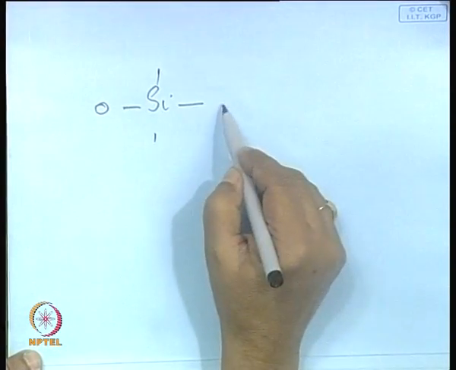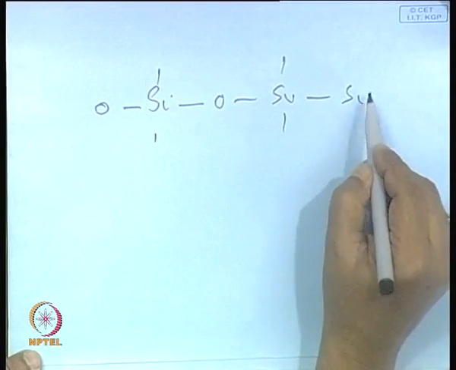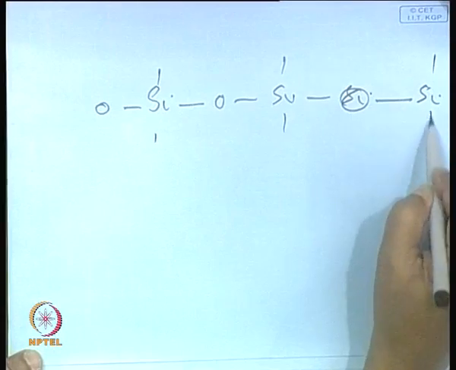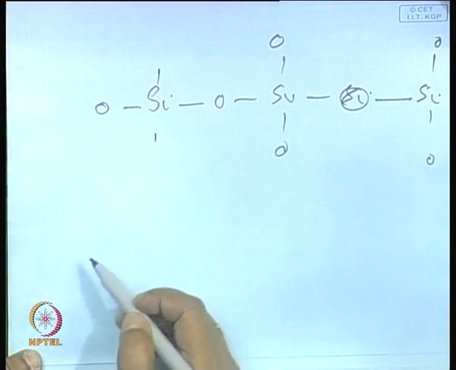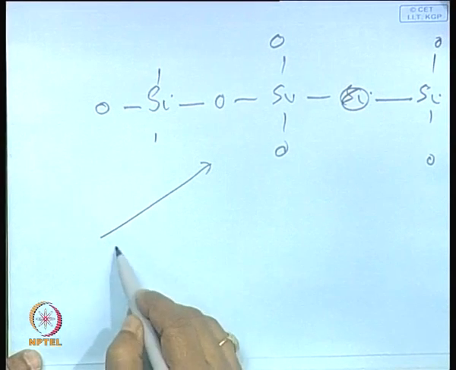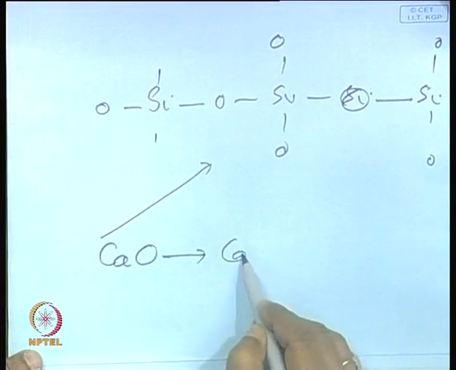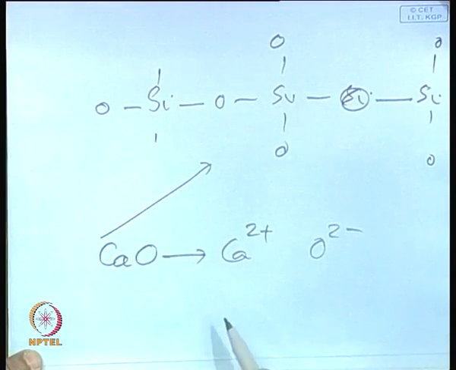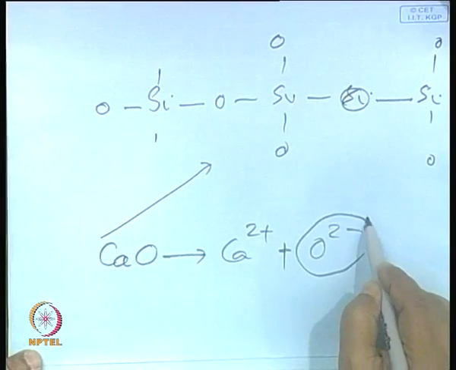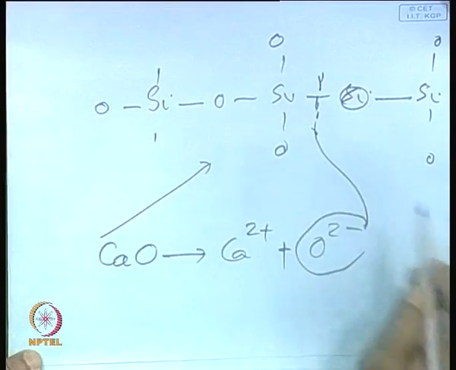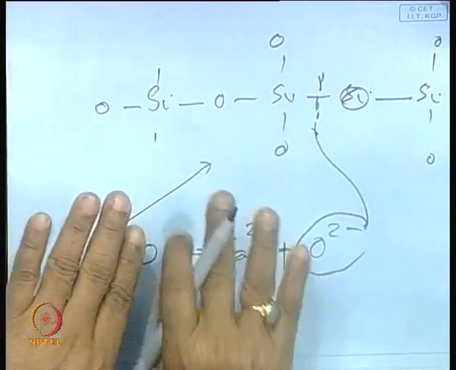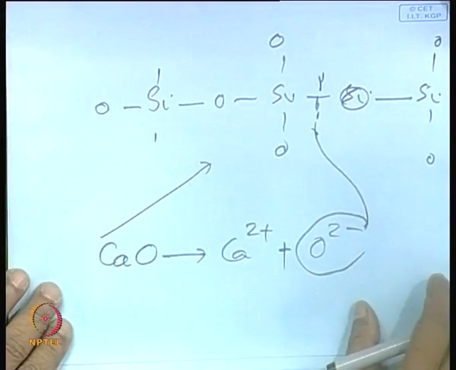But there is a very clever way we can make silica less viscous. Let us represent the basic silica structure in a two dimensional manner. These are oxygen atoms. If we add to this silica, which is an acid oxide, a basic oxide like calcium oxide, which gives calcium, this oxygen goes and breaks a silicon oxygen bond. So, it splits. From a big flow unit, we create two smaller flow units, and then it becomes less viscous.